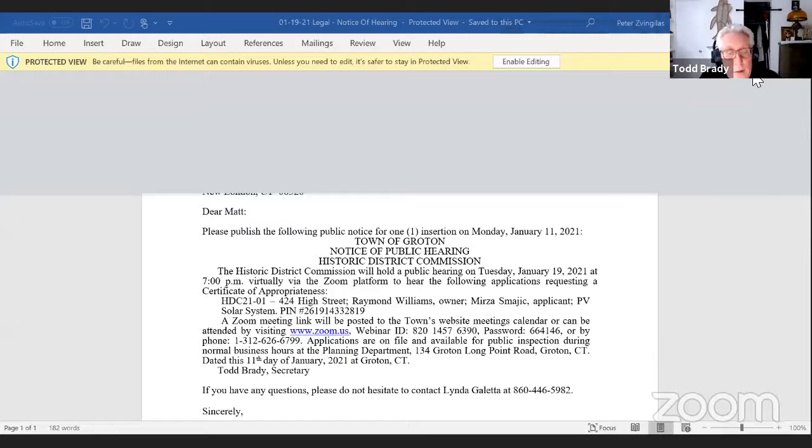A Zoom meeting link will be posted to the town's website meetings calendar, or it can be attended by visiting www.zoom.us, webinar ID 820-1457-6390, password 664146. Or by phone, 1312-626-6799. Applications are on file and available for public inspection during normal business hours at the Planning Department, 134 Groton Long Point Road, Groton, Connecticut. Dated this 11th day of January, 2021 at Groton, Connecticut, Todd Brady, Secretary. If you have, yeah, that's good enough.